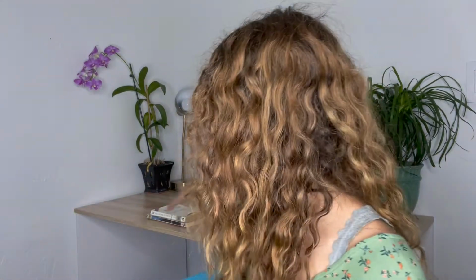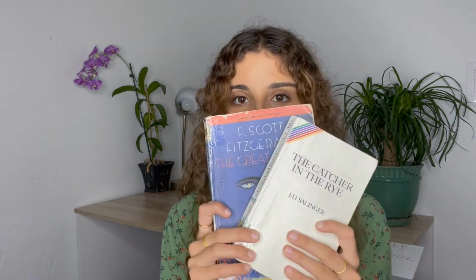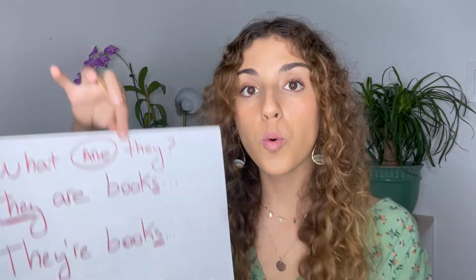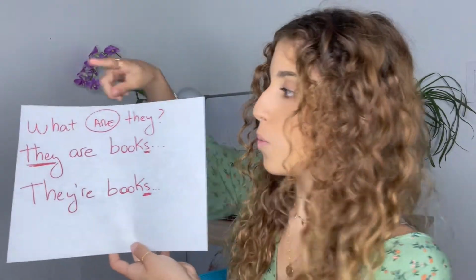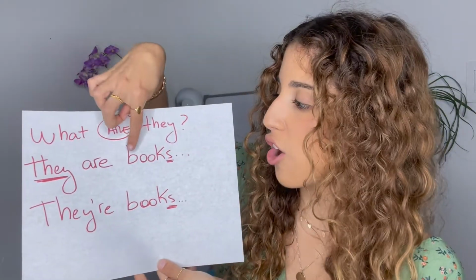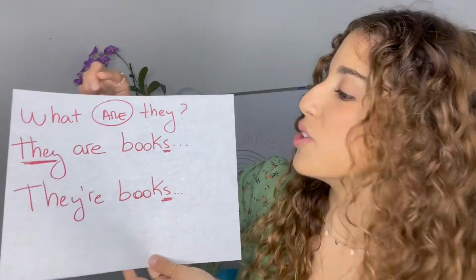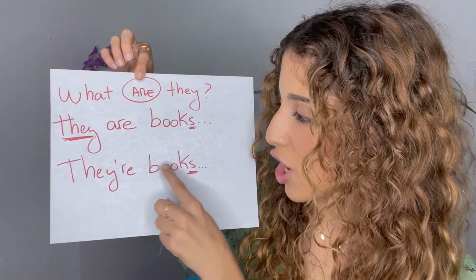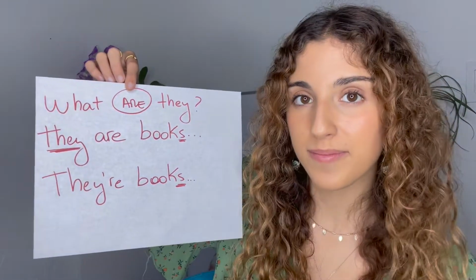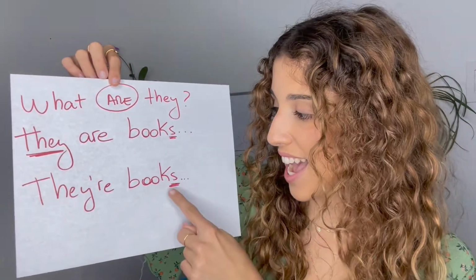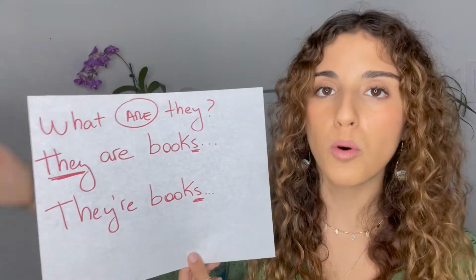Now let's talk about these books. What are they? They are books. Why did I say are instead of is? Because I'm talking about two books. What are they? They are books. Or you can use the contracted form. They're books. They are books. They're books. Now don't forget to add the S at the end because we're talking about more than one book.